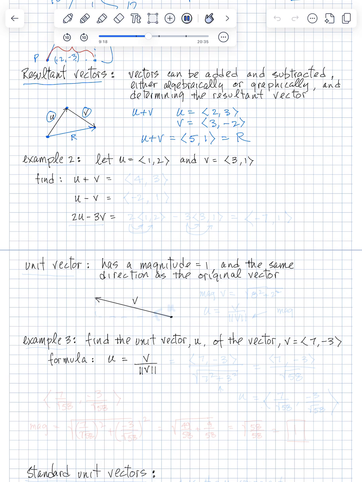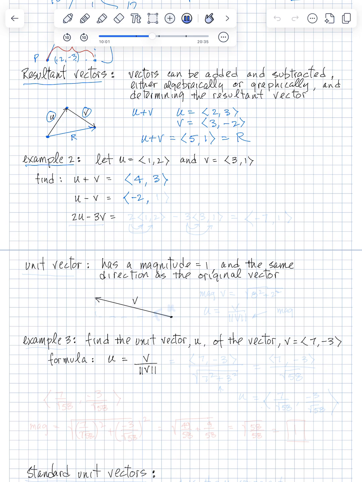So let's do an example with that. Let's look at example 2. Let's say u is <1, 2> and v is <3, 1>. We're going to add u and v, which is 1 plus 3 is 4, and 2 plus 1 is 3. So there's u plus v. Well, what about u minus v? Well, it's 1 minus 3, which is -2.